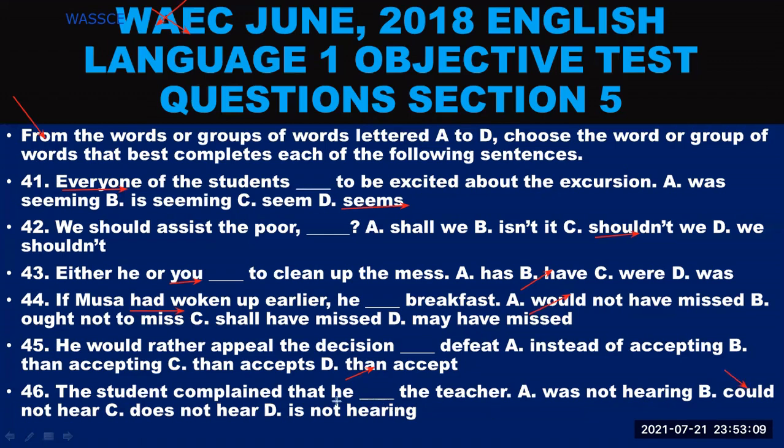The student complained that he could not. Now, we have to use the past tense because already we have a past tense here. The student complained, which is past. So this also requires a past, and the past tense we have here is could not hear. All right? Could is the past tense of can. Then option C, does not hear, is not correct because what is required is past. Is not hearing is also not correct.